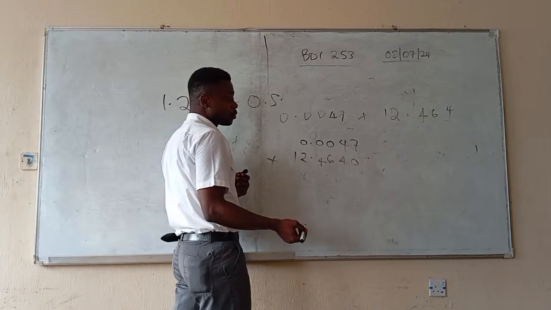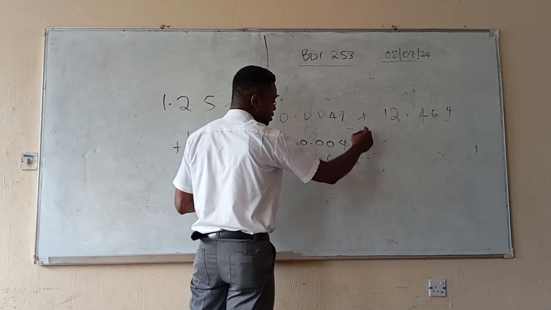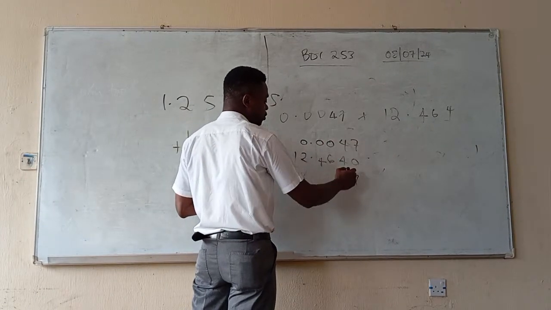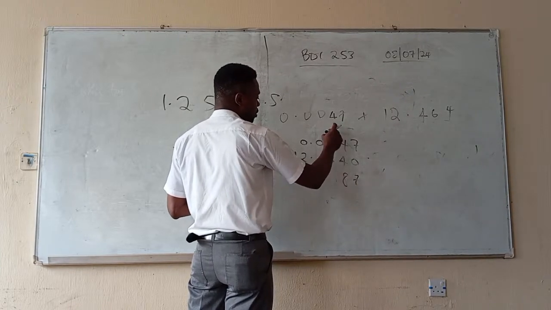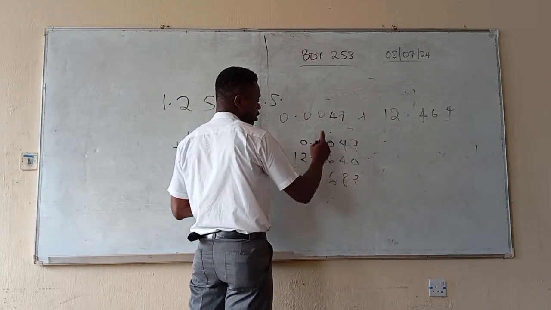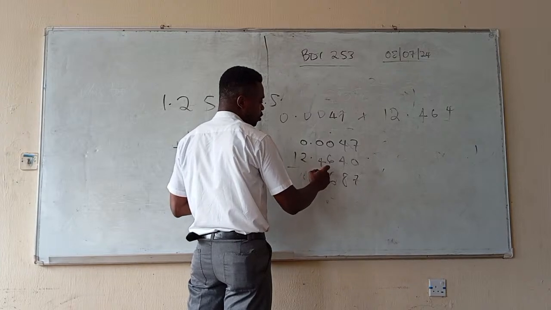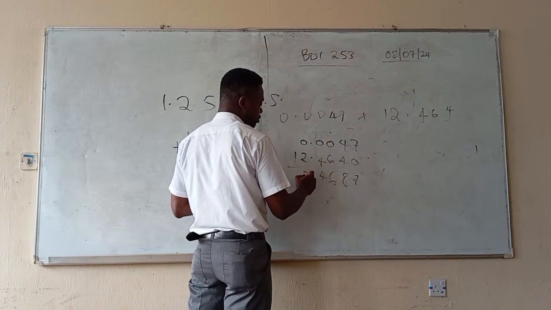Okay? Am I communicating? You do what? Add up, right? Here is what? 7. Here is what? 8. Sorry, this is 4. Here is what? And what?